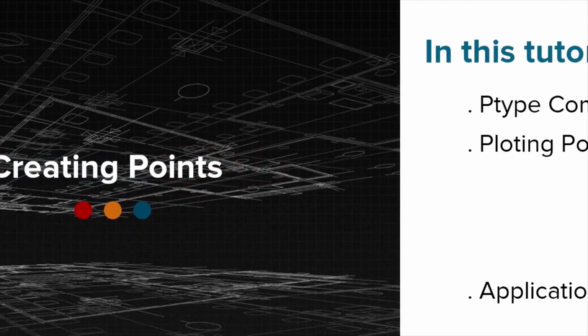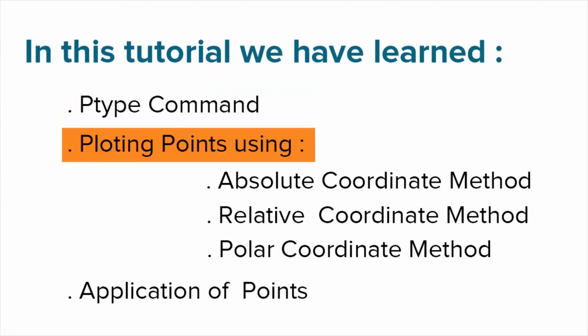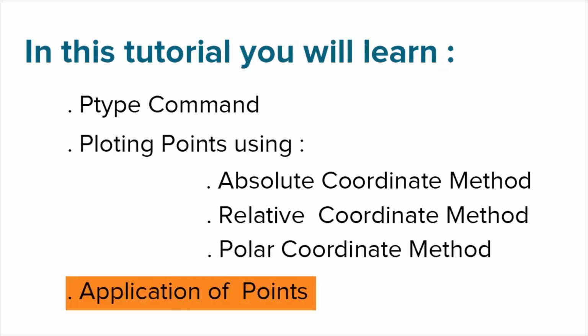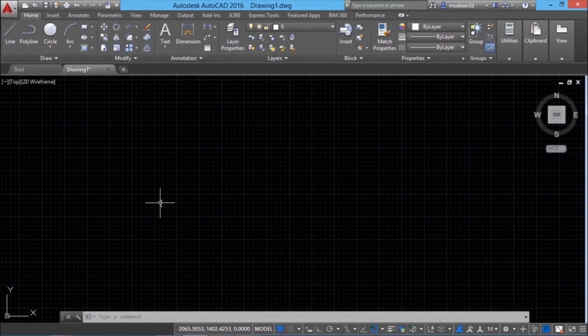Creating points. In this tutorial, you will learn the DDPTYPE command, plotting points using absolute coordinate method, relative coordinate method, polar coordinate method, and application of points. A point in AutoCAD is a node which will act as a place marker to construct so many other objects. A point has absolutely no size and it can be constructed using a variety of options.